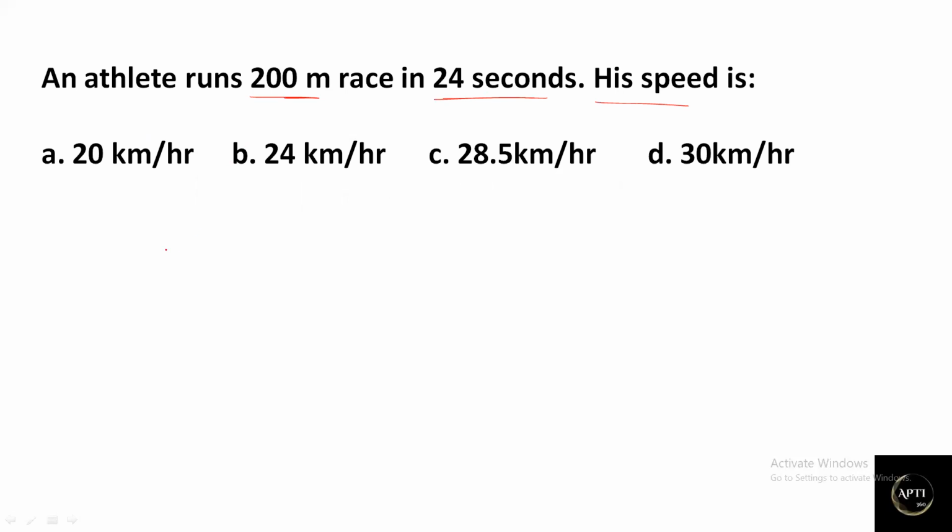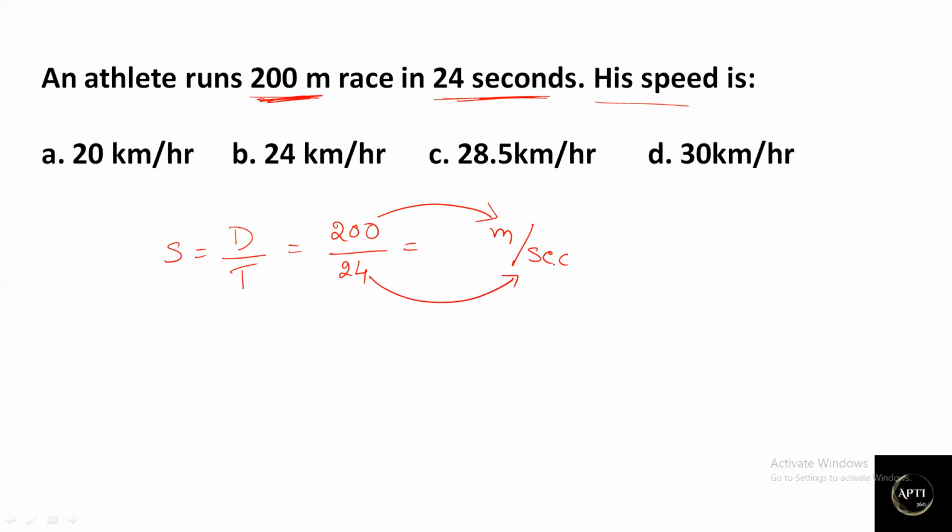If you want to calculate the speed, you know the basic relation: speed is equal to distance by time, correct? Now distance is 200 meters, and the time is 24. Here the distance unit is in meters and the time unit is in seconds, so we can directly substitute. You will get the answer in meters per second, because distance is in meters and time is in seconds.